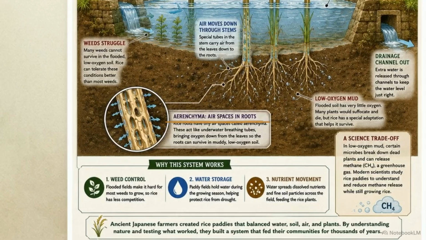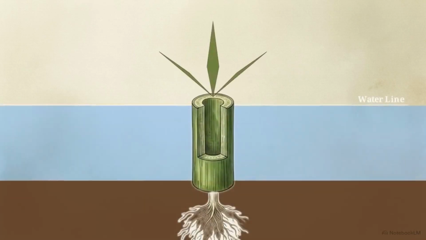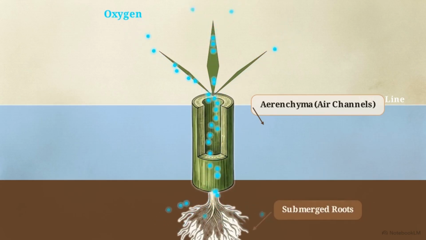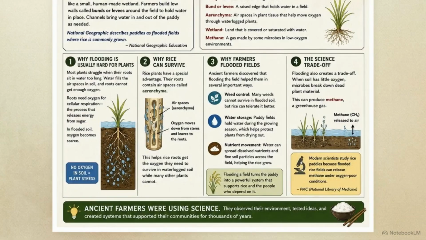Rice survives this environment through a specialized internal structure called aerenchyma. If you look at this root cross-section, you can see a network of porous air spaces running through the tissue. These spaces act like internal tubes, drawing oxygen from the leaves above the waterline and transporting it directly down into the submerged roots.